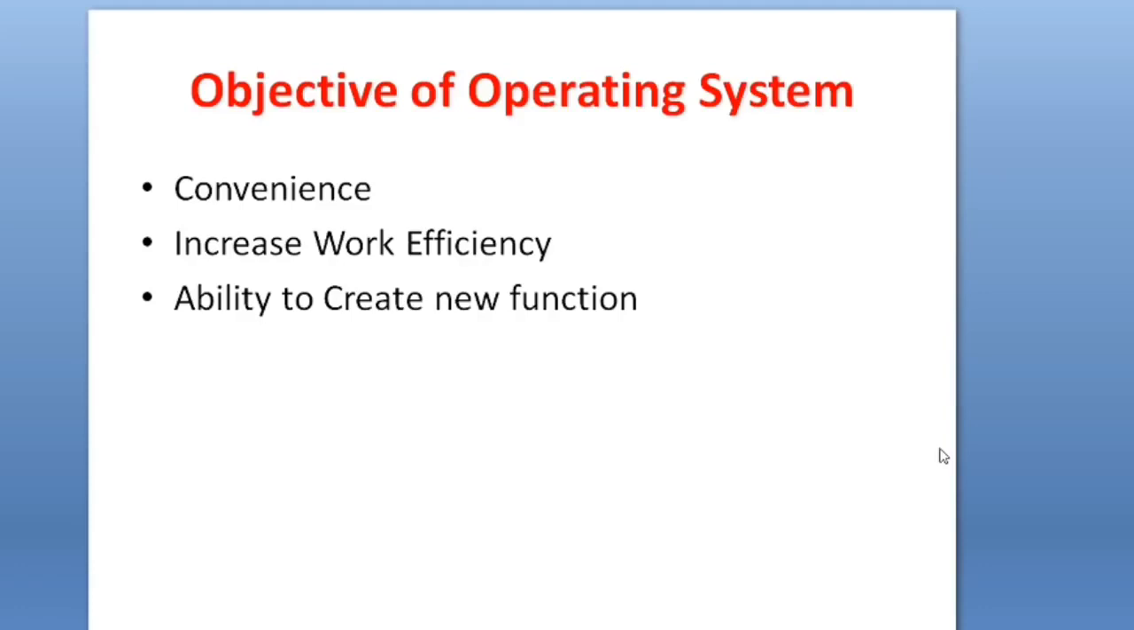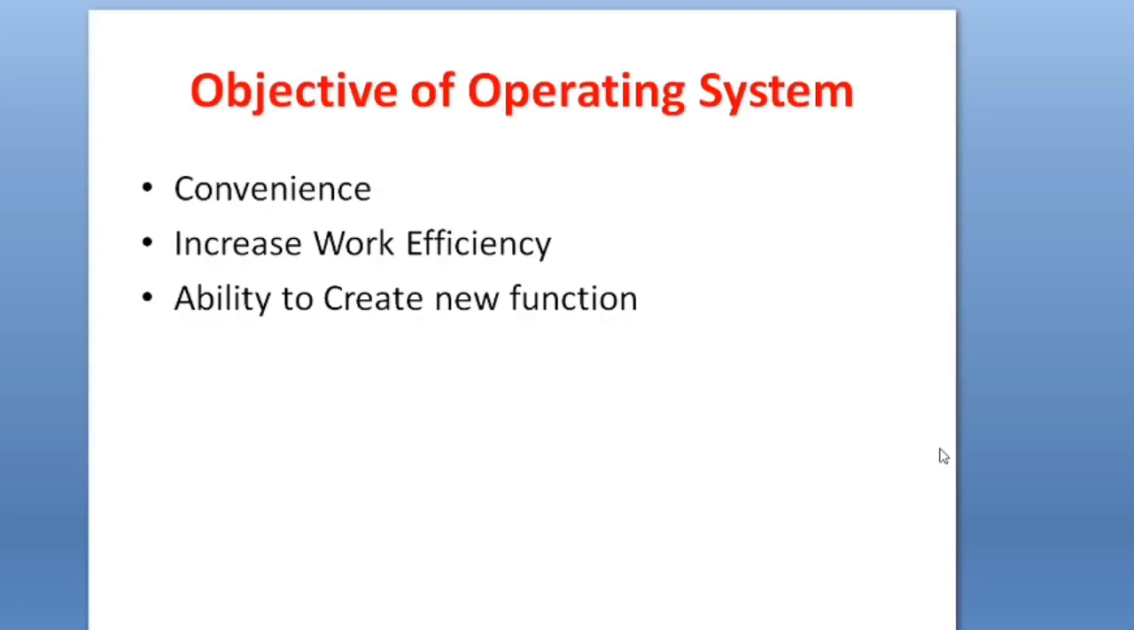Next, the ability to create new functions. That means whenever you are working with the operating system and you want to create another function or another process, your operating system must be able to create the new process or new function. For example, you are working with Word, Excel or PowerPoint, but at the same time you want to enjoy music. You just click on the music application and enjoy music in the background, while in the foreground you are working with Word, Excel or PowerPoint. These are the objectives of the operating system.